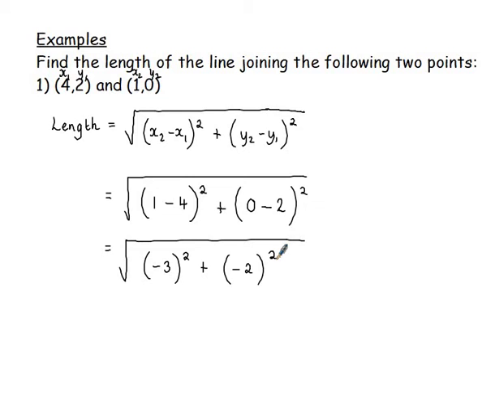Remember, you do have a calculator for this, but we like to try and break it down. So minus 3 squared is minus 3 times minus 3, which is 9. And minus 2 squared is minus 2 times minus 2, which is 4. So we've got root of 9 plus 4, which is 13, so the square root of 13. Now in additional maths, they often like it left in surd form, it's called, so left underneath this root. So the length of the line is root 13.